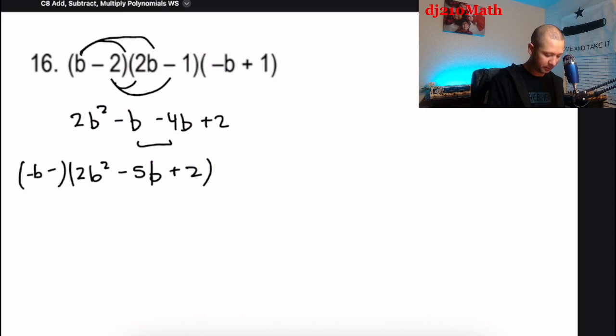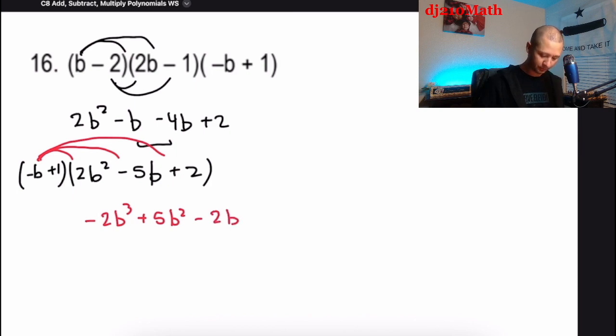All right, negative b plus 1. So negative 2b cubed, positive 5b squared, negative 2b. All right, second term, plus 2b squared minus 5b plus 1. Actually, plus 2.